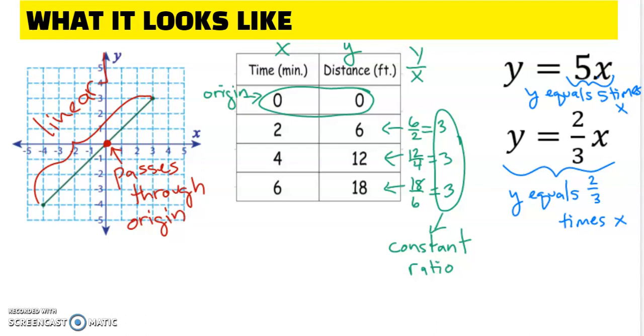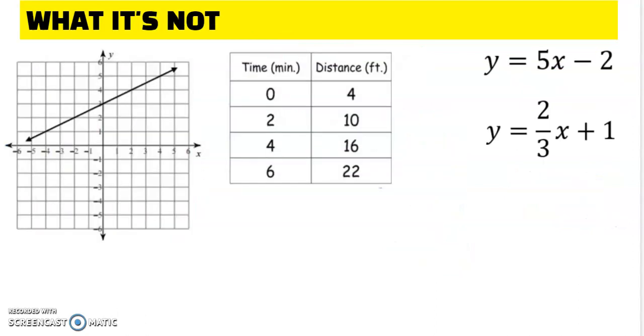So if that's what proportional looks like, what does it not look like? Start with the graph. It has to be linear and go through the origin. This one is linear, but it doesn't pass through the origin. That is not the origin. That means it's not proportional. It's a different kind of relationship, but not proportional.